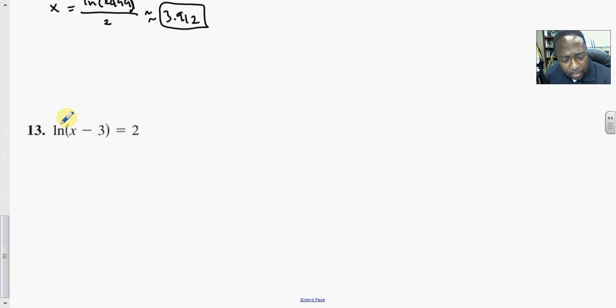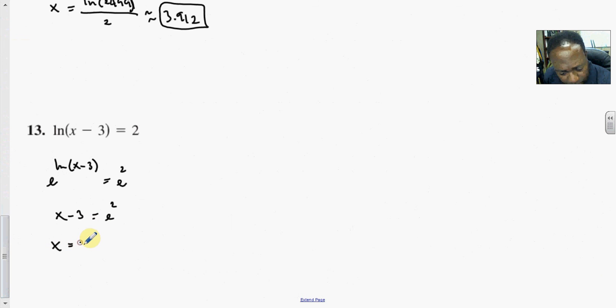Here, this is an equation involving a natural log. We use the inverse property and exponentiate both sides. So this gives us x minus 3 is equal to e to the second. So x is equal to 3 plus e to the second. It's approximated, since they want the approximation, 10.389. Almost forgot what I said just that quick.